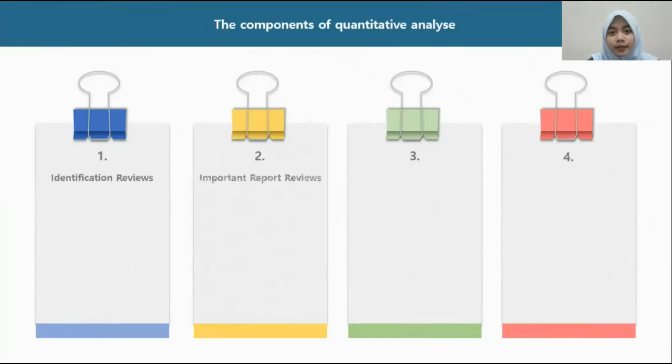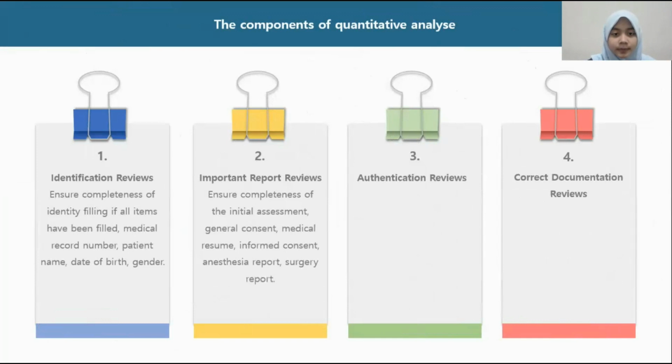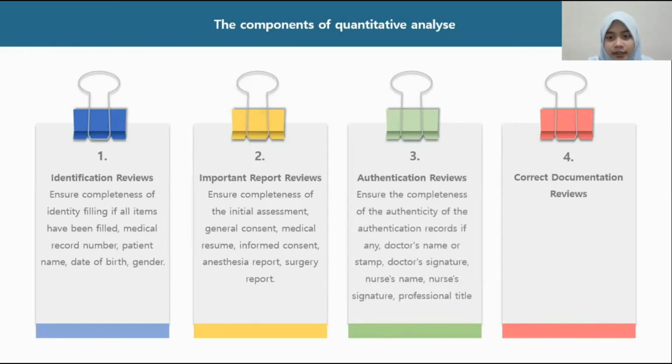There are four components of the quantitative analysis. The first one is identification review. The function is to ensure the completeness of medical record number, patient name, date of birth, and gender. The second is important report review. The function is to ensure the completeness of initial assessment, general consent, medical resume, informed consent, anesthesia report, and surgery report. And the third is authentication review.